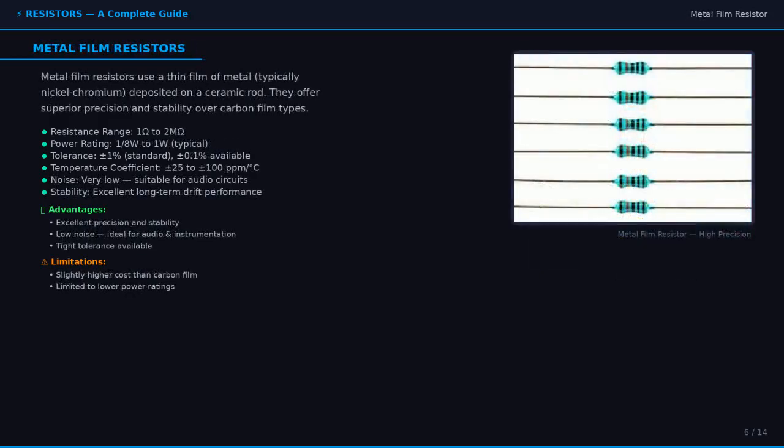Metal film resistors use a thin film of nickel chromium deposited on a ceramic rod. They offer superior precision with tolerances as tight as plus or minus 0.1% and very low temperature coefficients. They produce very low noise, making them ideal for audio and instrumentation circuits. Their main limitation is slightly higher cost and lower power ratings compared to carbon film.